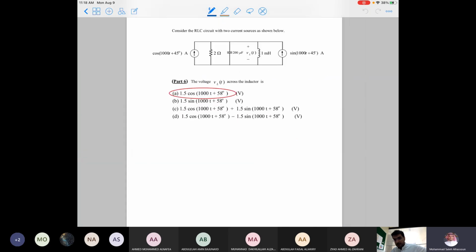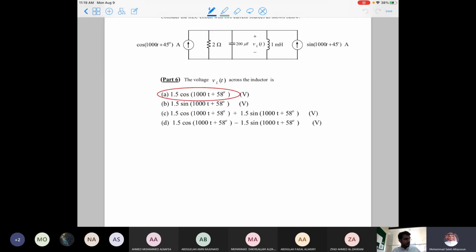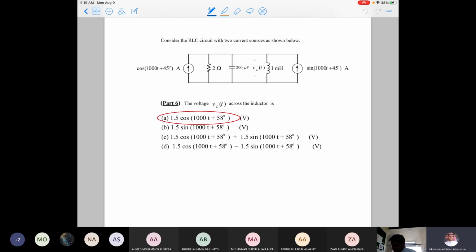Okay, the last problem that I want to solve is this problem, which is very straightforward. This is just a simple calculation. I'm asked to find the voltage across the inductor. In this case, I have two sinusoidal sources, so the first thing I need to do is draw the circuit in phasor form because I have sinusoidal sources.